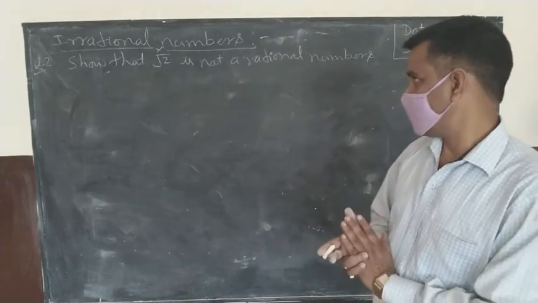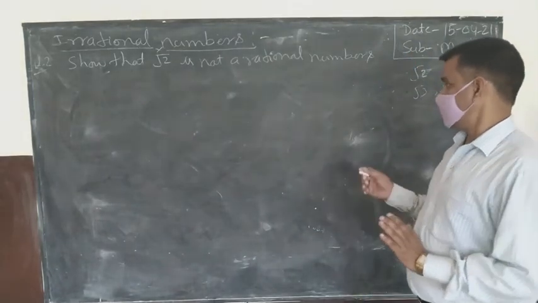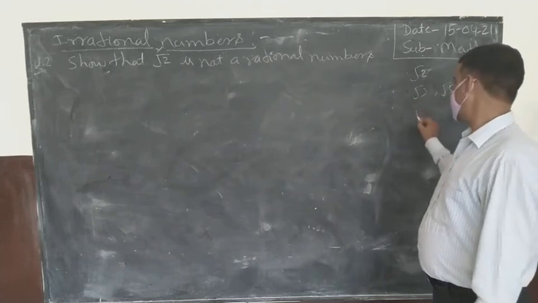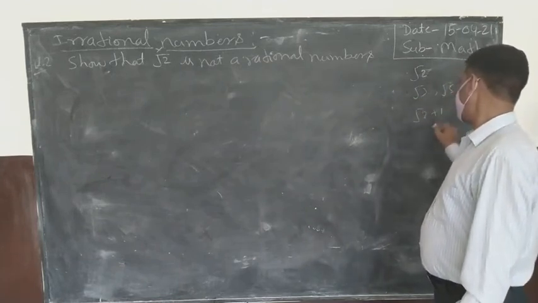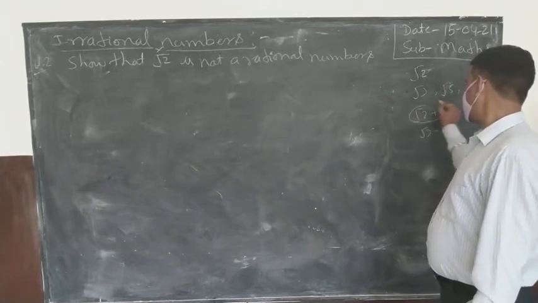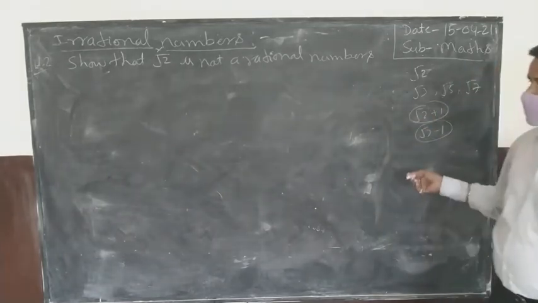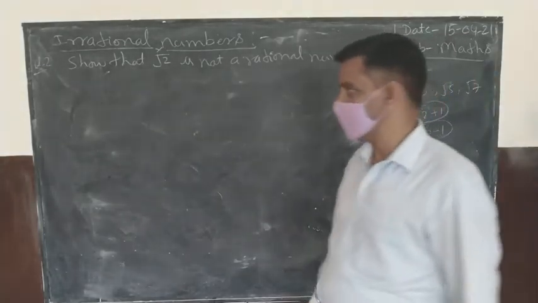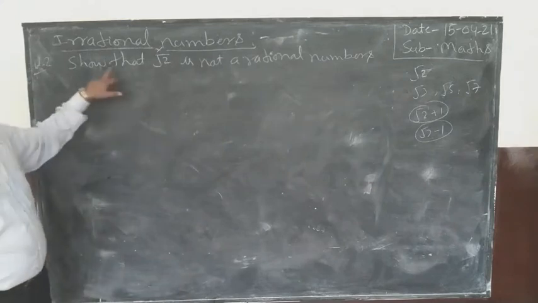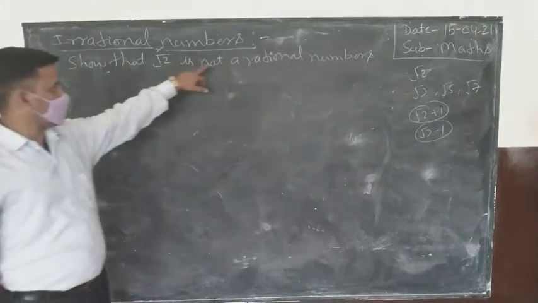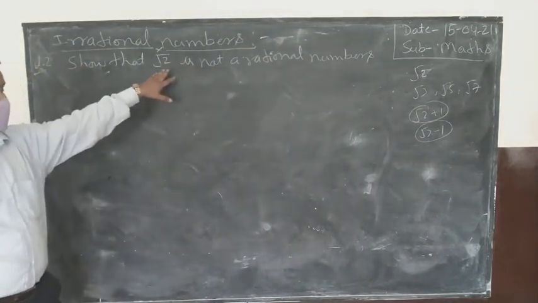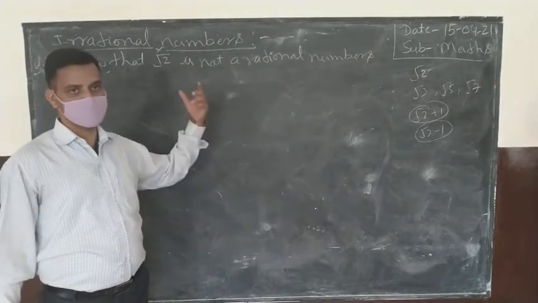How to prove this? Yes, some questions come in addition form. Suppose root 3, root 2 plus 1, or root 3 plus or minus 1. Some questions come in this form also. You will solve these also by this method. Now, start the solution according to the given condition: prove that root 2 is not a rational number, means this is an irrational number. How to prove this?